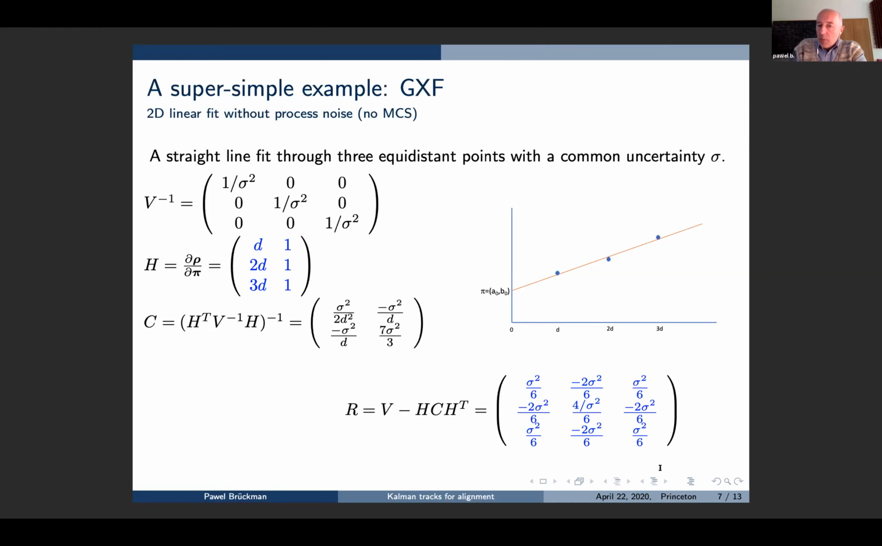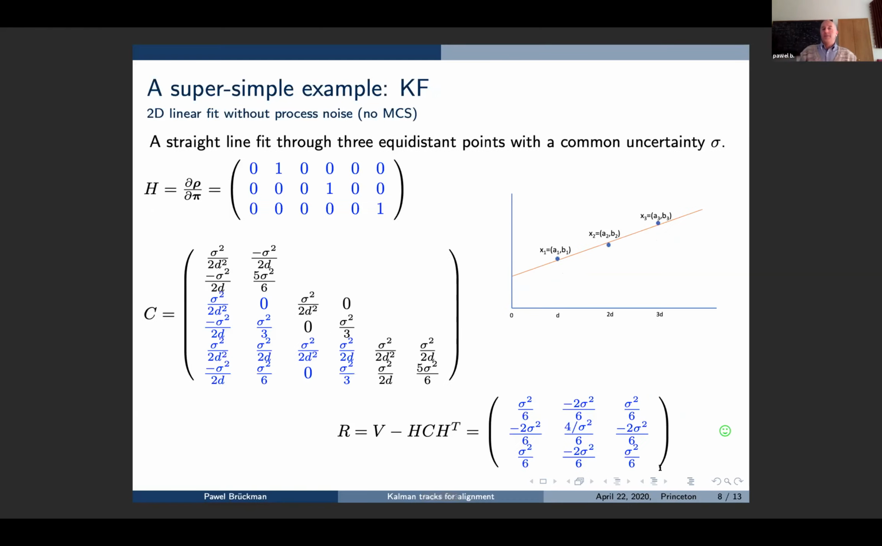Okay, let me stop here and switch to the Kalman filter case. Okay, so we do exactly the same. However, the objects that we're dealing with are completely different. I mean, at least at first sight, because the residual derivative with respect to track parameters, mind that we have now 3 times 2, representing the full track description, so 3 states, is given by this sparse matrix. It's very sparse actually, right?